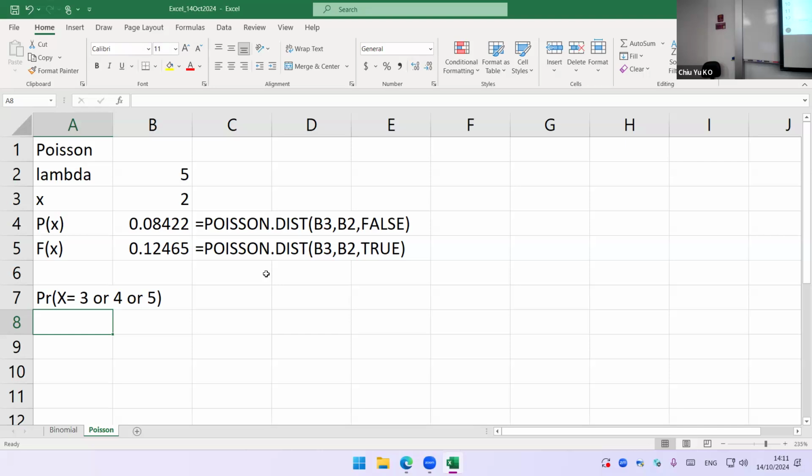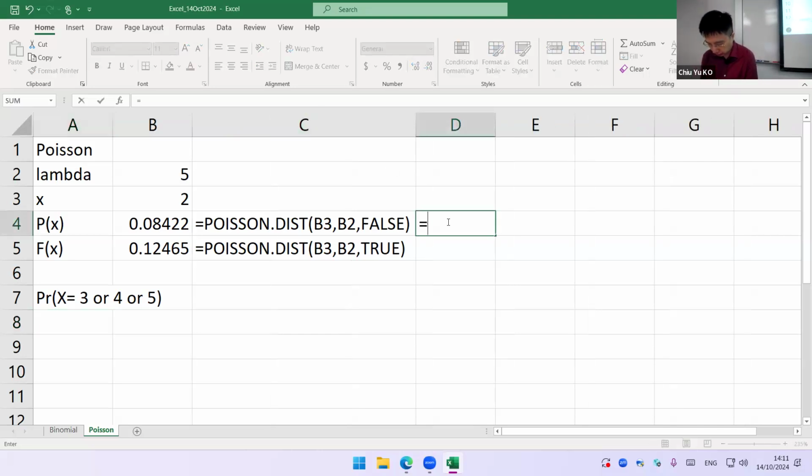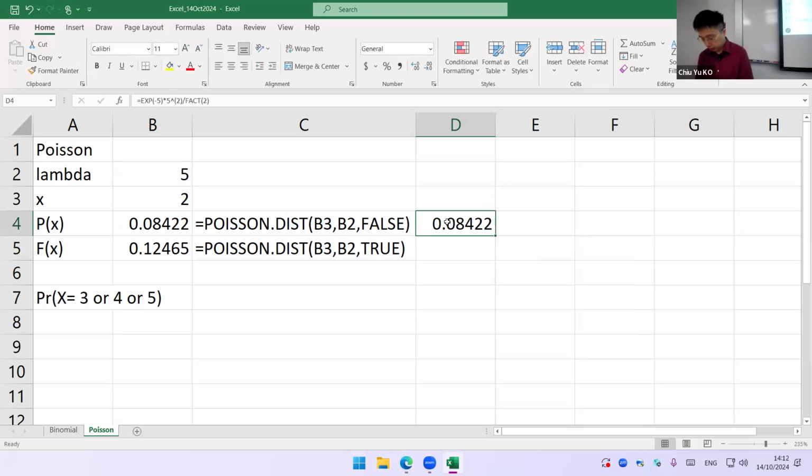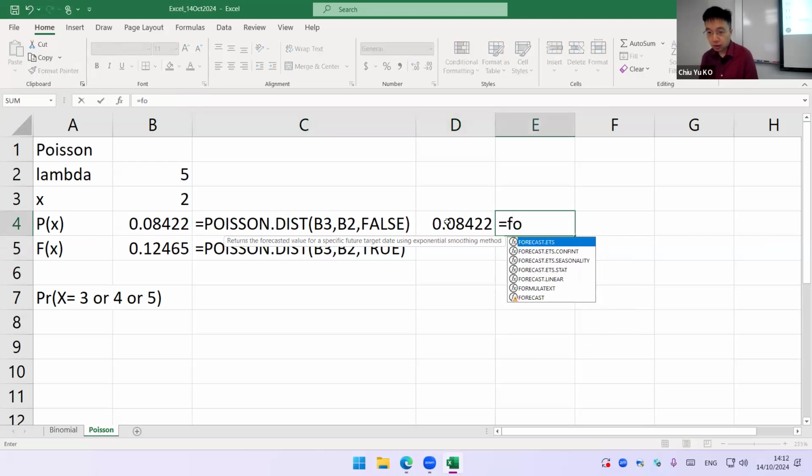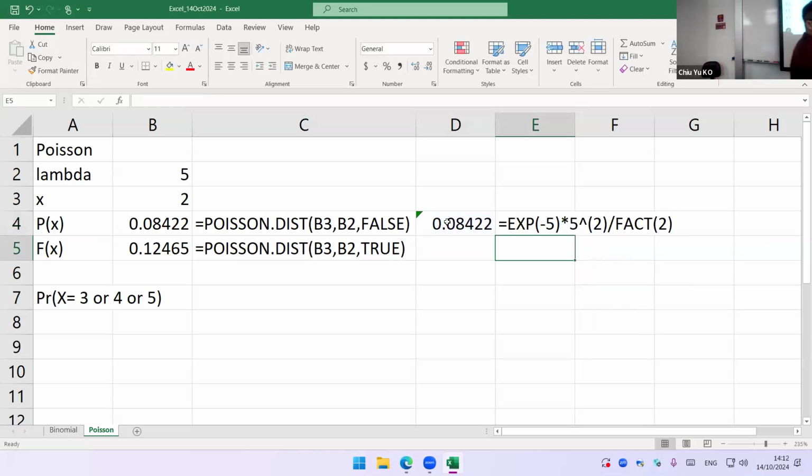So I guess 1 more minute. Okay. I see some people are still working. Oh, in case you wonder how this is consistent with that, you can calculate exponential negative 5 times 5 raised to the power 2, lambda to the power x, divided by factorial 2. It gives the same answer there. In case you wonder what the formula is, this one. Same as your slide. e to the power negative lambda, lambda to the power x divided by x factorial. Right? So that will be the formula there.